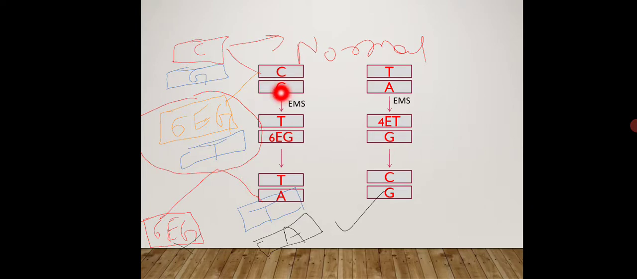So this guanine will get converted into 6-ethyl guanine. Okay, because at the 6th position there is addition of the ethyl group to the guanine. Hence guanine is converted into 6-ethyl guanine. Okay, so at the next stage, this 6-ethyl guanine which has been produced base pairs with the thymine. So it will form the CG to TA transition. Okay, so this is the mechanism.